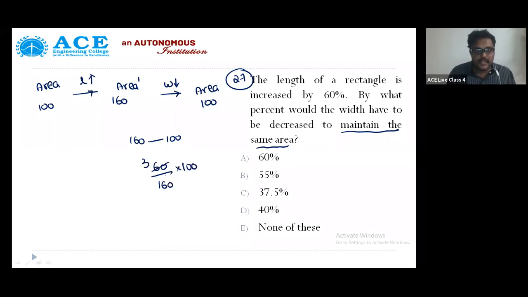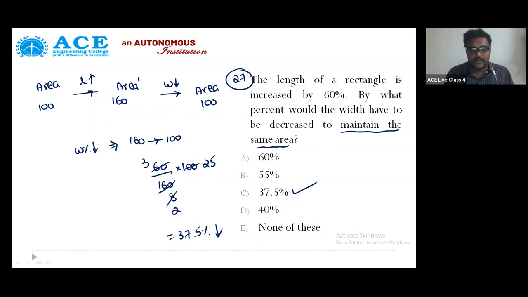So 160 becomes 100 means 60 divided by 160 into 100. Got it? This is 3, 23s, 25s, 28, sorry. 4 2s, 4 25s. So I hope you got 37.5% decrease. Percentage decrease in width is this. Got it? 37.5. If you want, you can use that shortcut also.